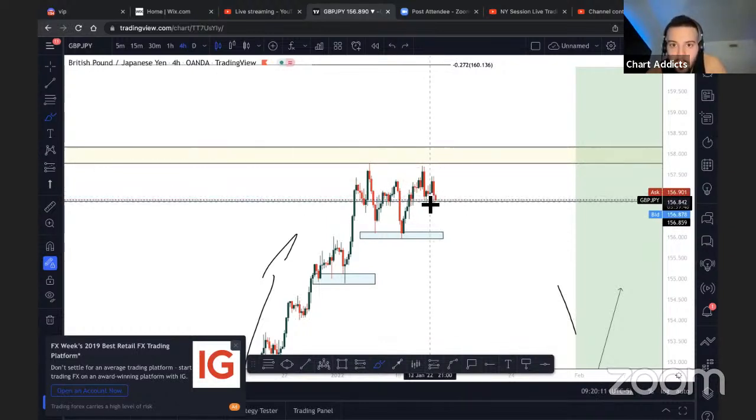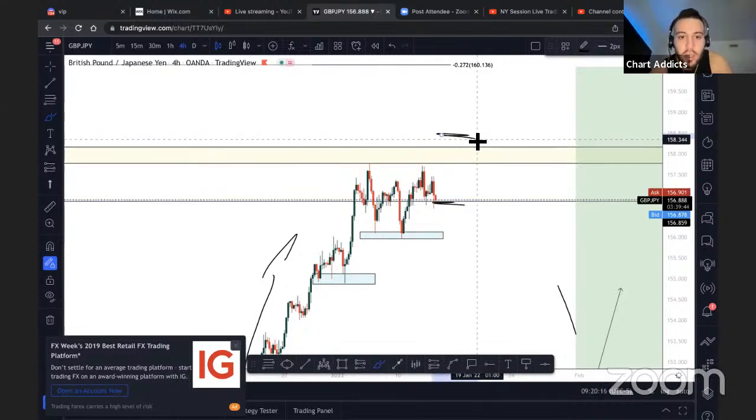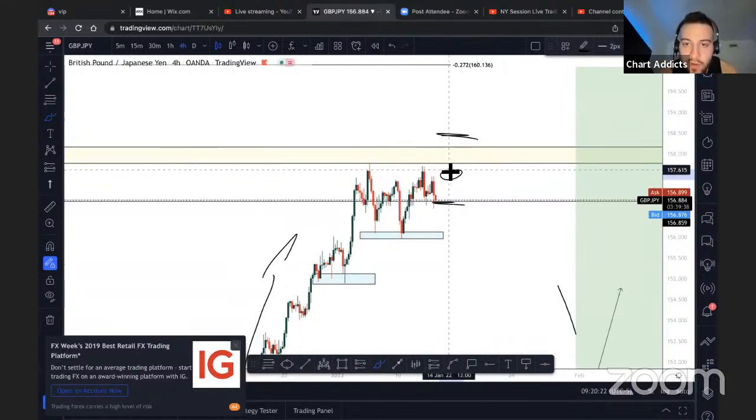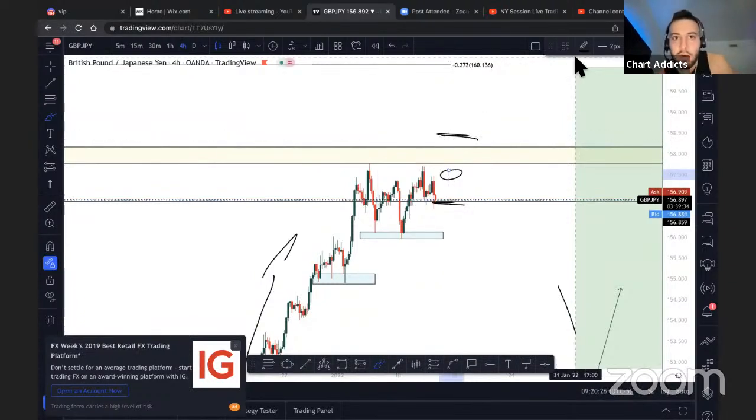Manual entries, they're not looking too good right now because the risk is too high, right? If you put your entry here, your stop loss would still have to be above the daily zone. Now you're looking at an 80 to 120 pip stop loss. So that's not really that attractive.